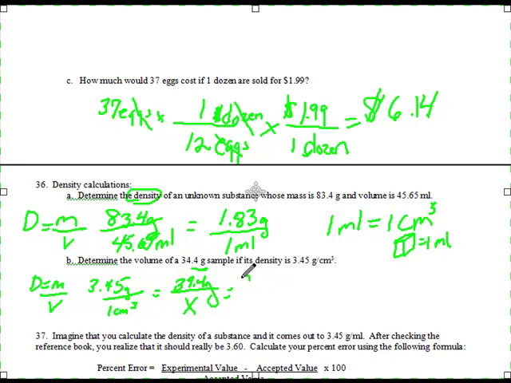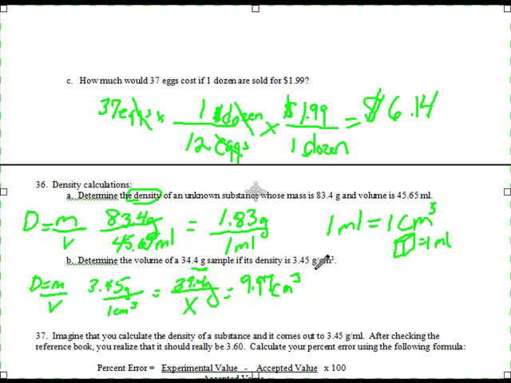And x will give you 9.97 cubic centimeters. Remember, grams are going to cancel out. We're going to end up with cubic centimeters. The other way you could do this is a ratio, or the way you've probably been doing this in math class. The other way you can do it is using dimensional analysis, which was what we learned here.